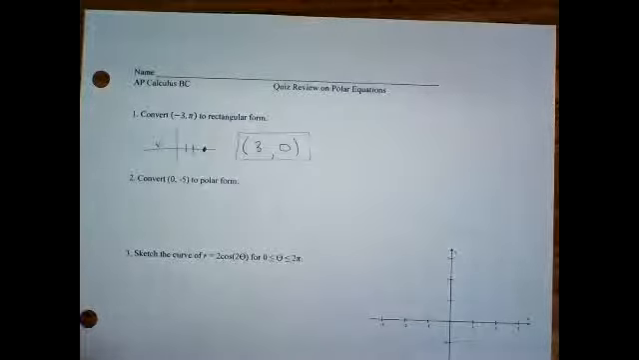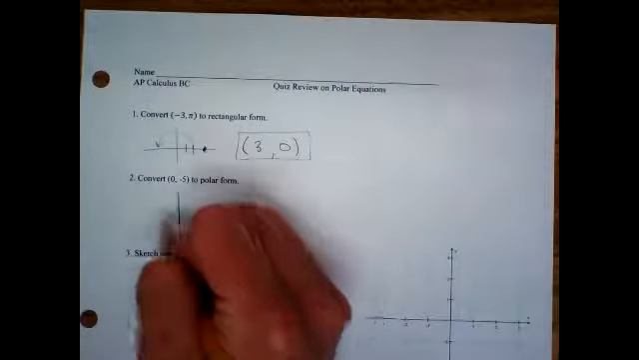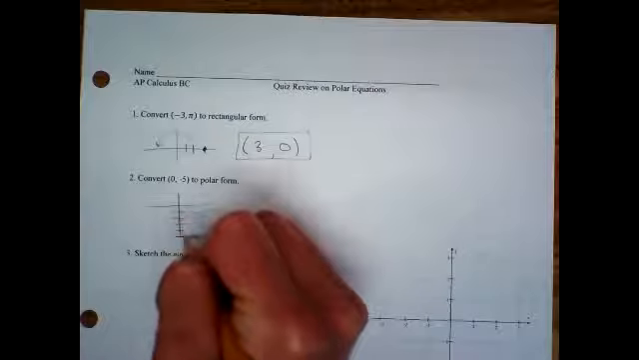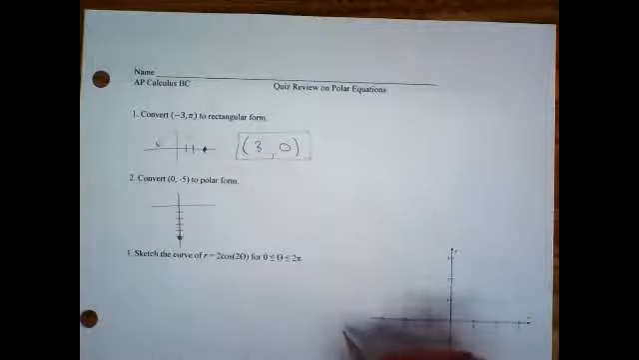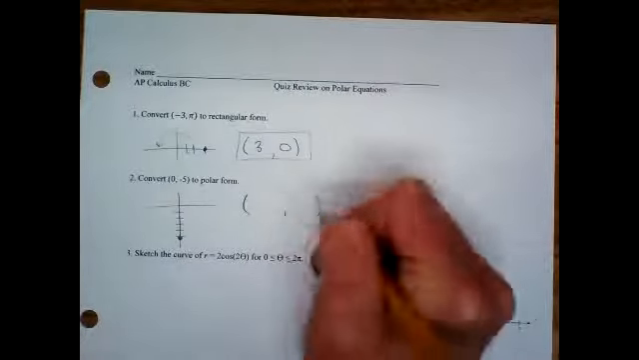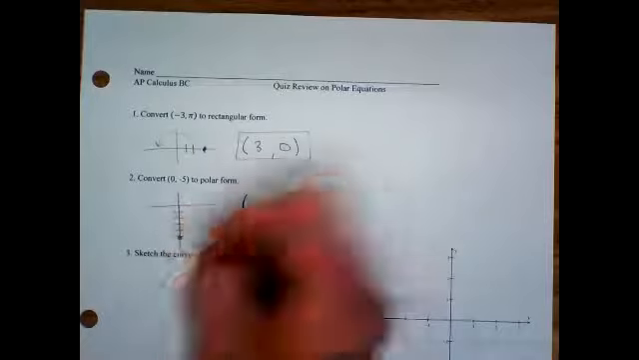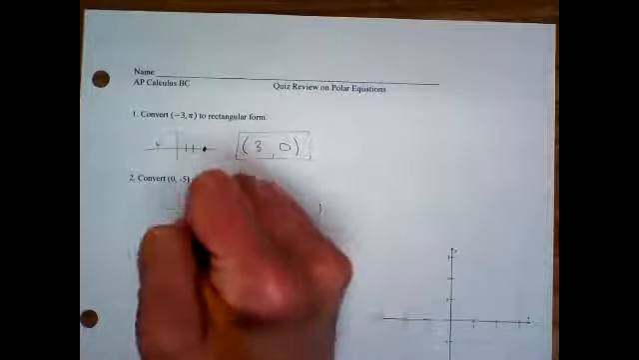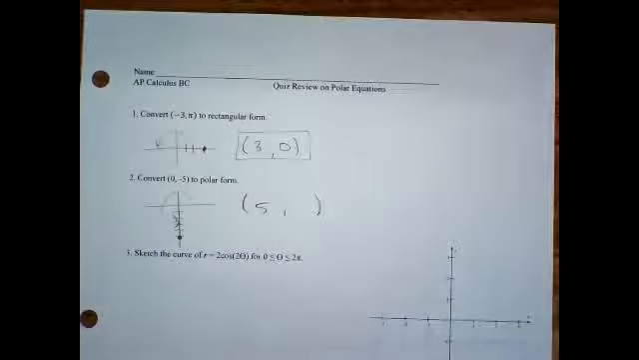Yeah, and you can work it out too. So 0, -5 would be like down here. If you're going to write that as r theta, the radius is 5, you're 5 units away. How far did you rotate? Good.